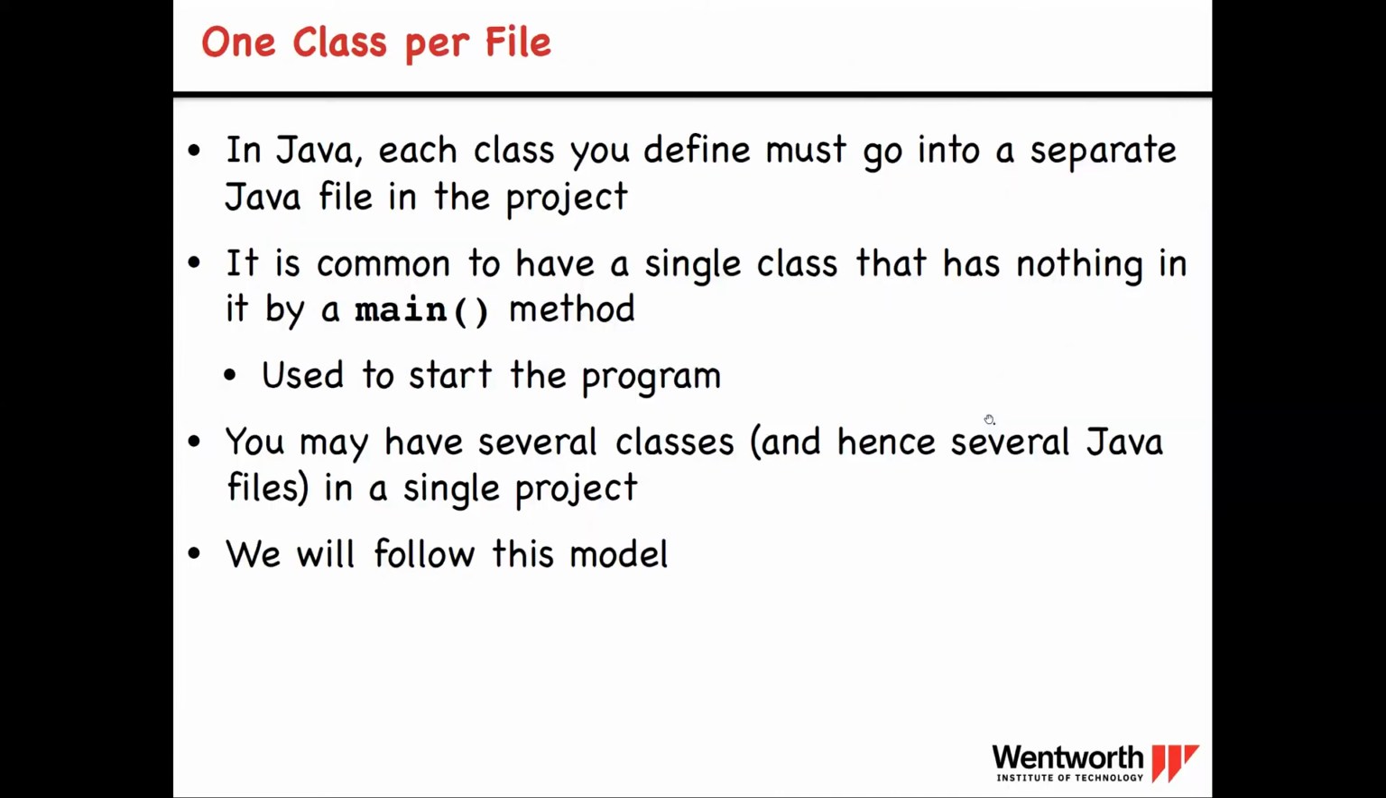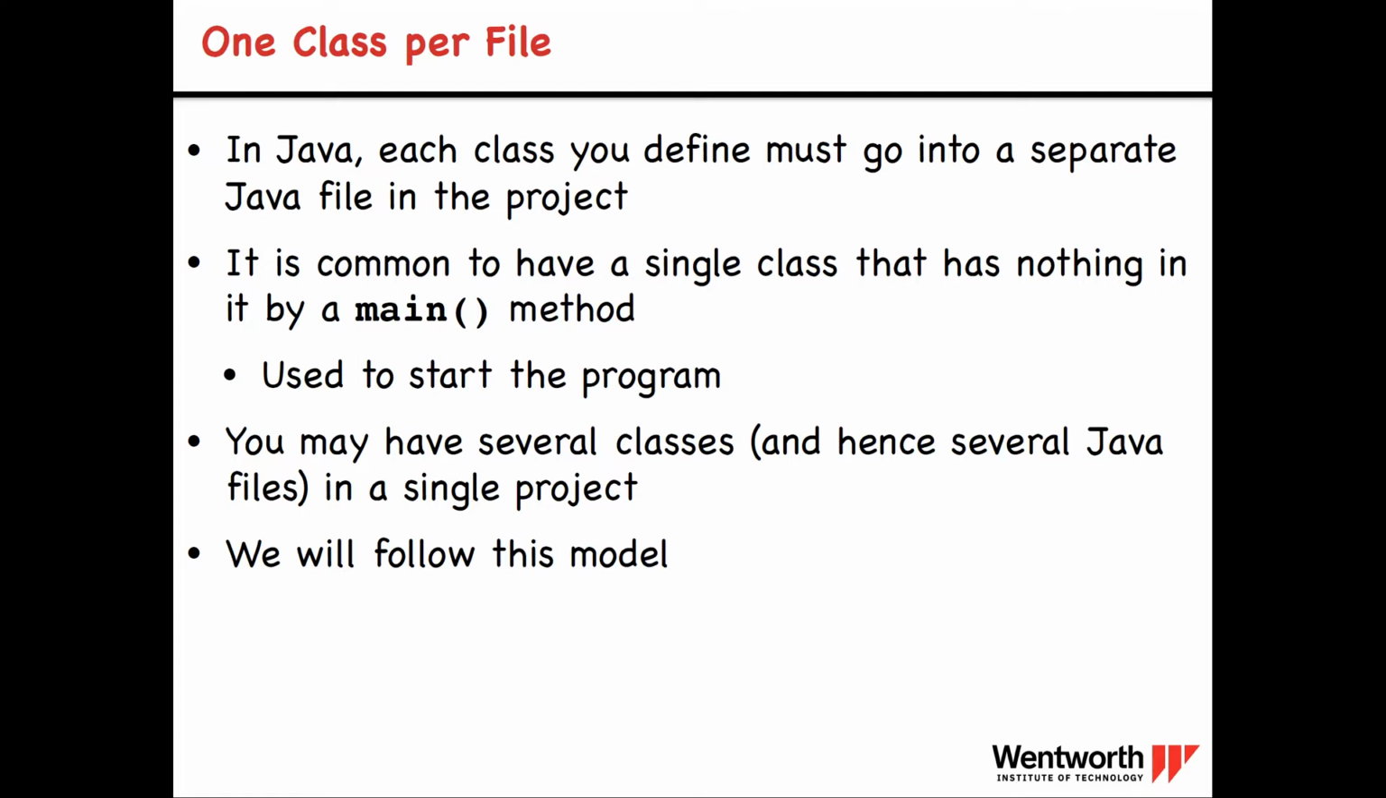All right, so in Java, each class that you create should go in a separate file. There are ways to get around that, but that's the way that we're going to do this in this class. It is common to have a single class that has nothing in it except for main, where it's used to start the program. That's basically what we've just done. We have a rectangle class in a separate file, and another class that contains main. And that's how you're going to typically code your applications in Java.